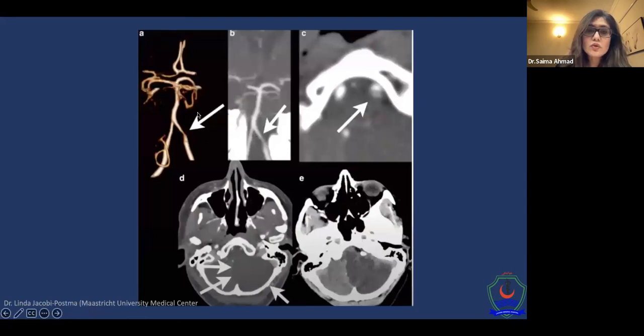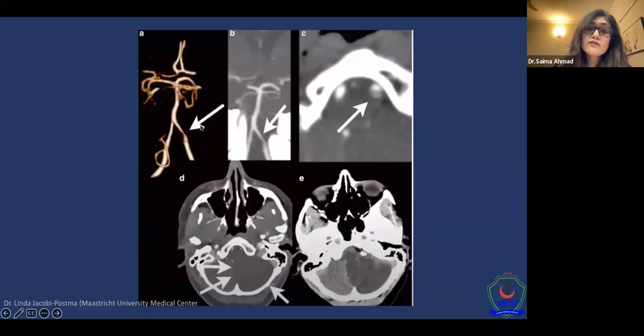This is another patient who presented with vomiting and dizziness. When we performed the CT, it was normal, and you can see that there is a slight kind of stenosis here at the distal segment of the vertebral artery, and the raw data is showing the double lumen, which is the dissection.